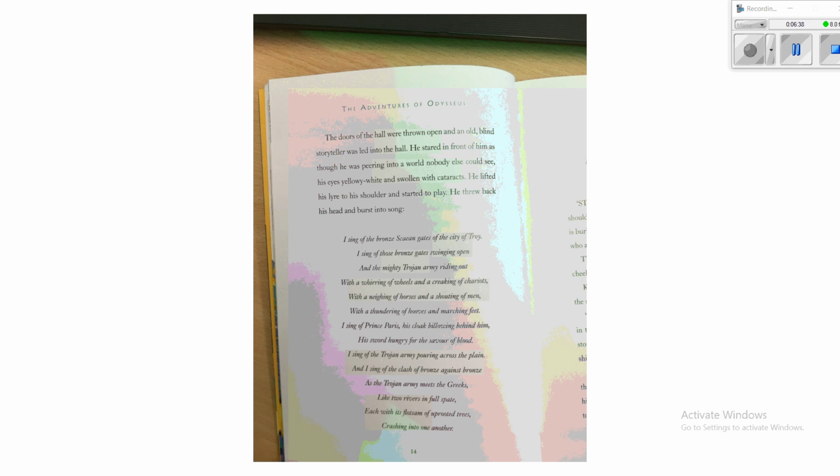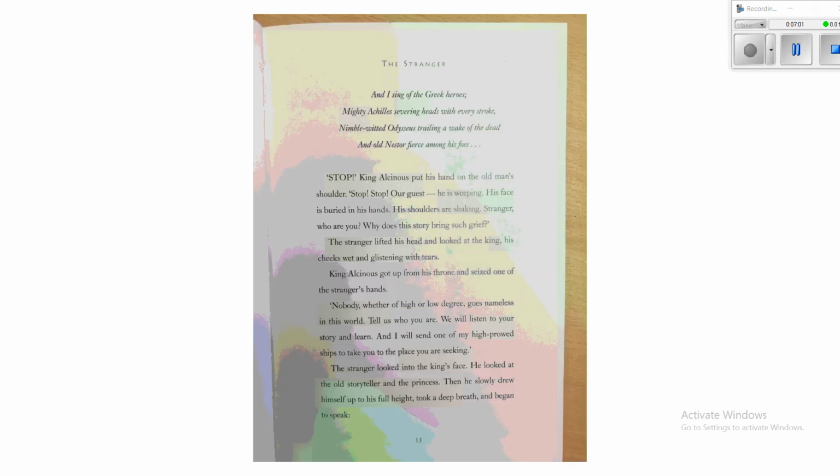"Nobody, whether of high or low degree, goes nameless in this world. Tell us who you are. We will listen to your story and learn, and I will send one of my high, proud ships to take you to the place that you are seeking." The stranger looked into the king's face. He looked at the old storyteller and the princess. Then he slowly drew himself up to his full height, took a deep breath, and began to speak.